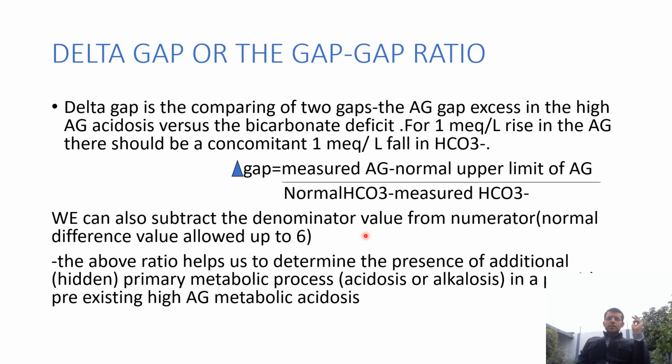We can also subtract the denominator value from the numerator, and the normal difference is up to 6. The above ratio helps us to determine the presence of an additional primary metabolic process, acidosis or alkalosis, in a pre-existing high anion gap metabolic acidosis. If it is pure high anion gap metabolic acidosis, we won't have any significant delta gap. But if there is another primary metabolic process going on, say metabolic alkalosis, then we will have a significant delta gap. We will see in the practical examples.